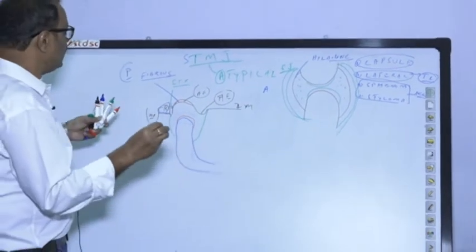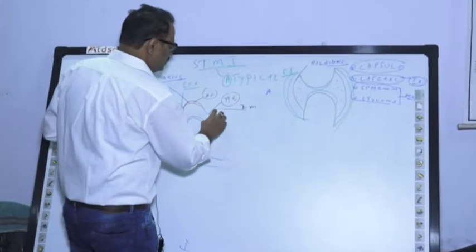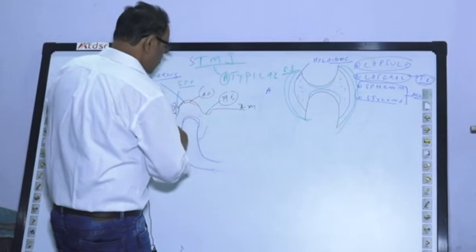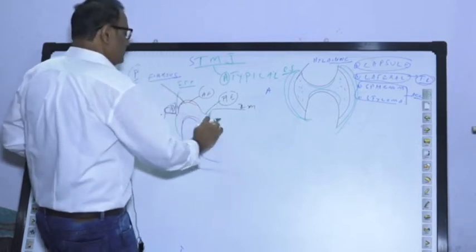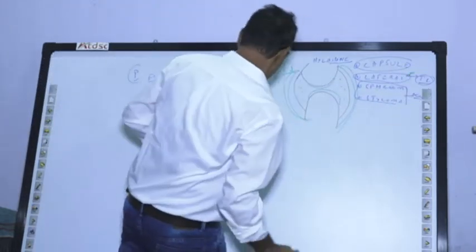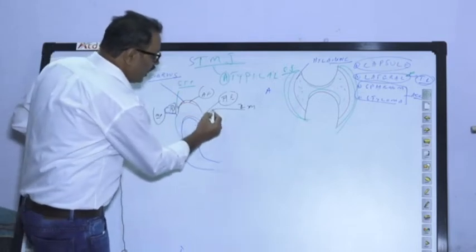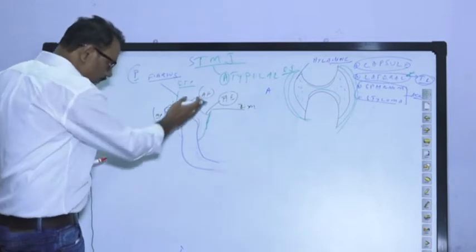Now the next ligament is the temporomandibular ligament, or the lateral ligament. This lateral ligament is attached to the articular tubercle and goes downward.